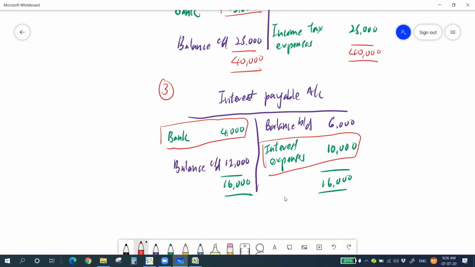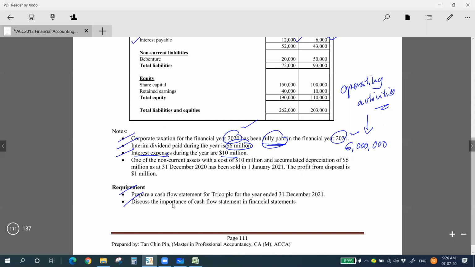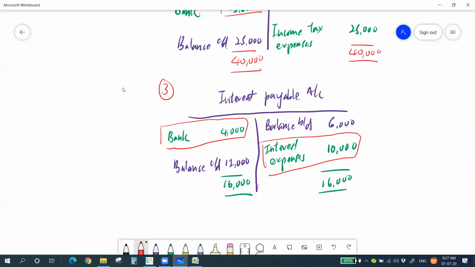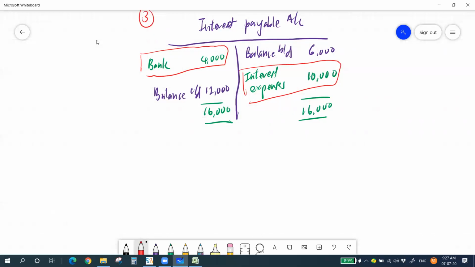All right, let's continue. So it says that one of the non-current asset with a cost of 10 million and accumulated depreciation of 6 million as at 31st December 2020 has been sold in 1st January 2021. The profit from disposal is 1 million. All right, so we draw the account first. So this is related to what? This is related to your non-current asset.